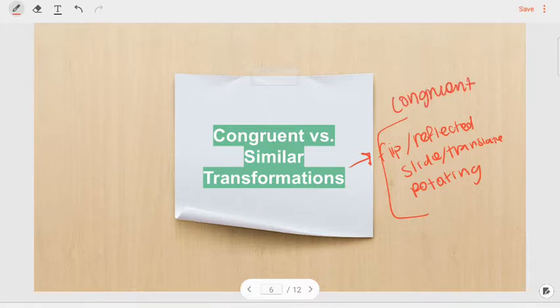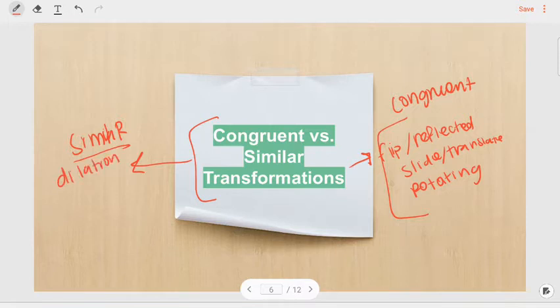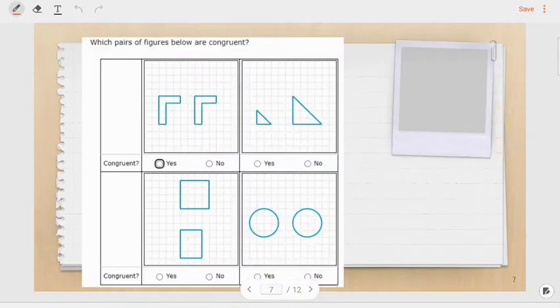Now, if we're talking about similar, those are created by dilation. So just making a bigger version or a smaller version of the same shape. Now remember, congruent shapes are also similar. So that we want to keep in mind. So just as a reminder, which figures are congruent?